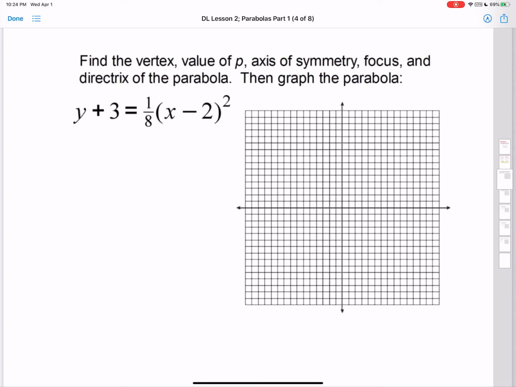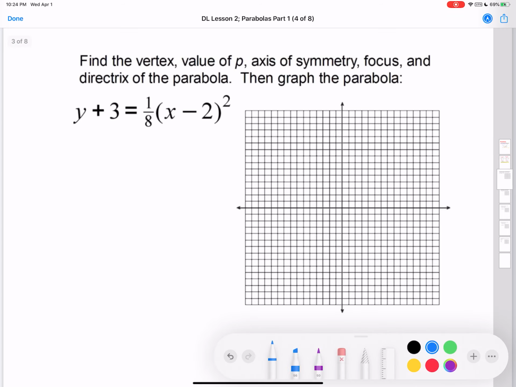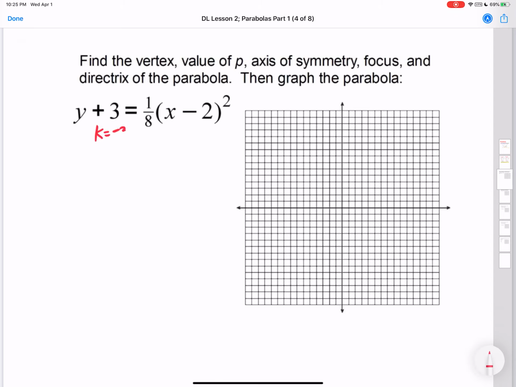And we can first figure out, well, what is that vertex? That's the first thing that I'm going to look for when it's written in standard form. Now, because it was y minus k, this k is going to be -3. And because it was x minus h, that means h is going to be +2.